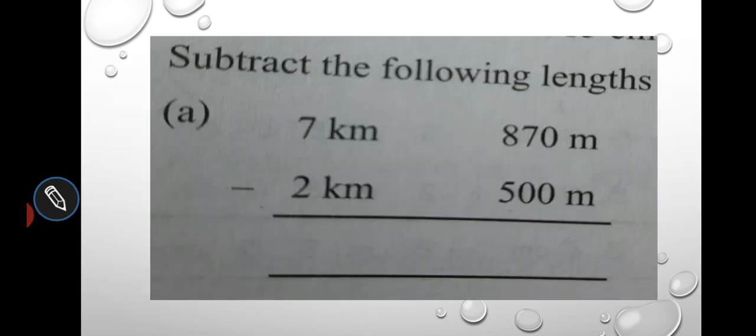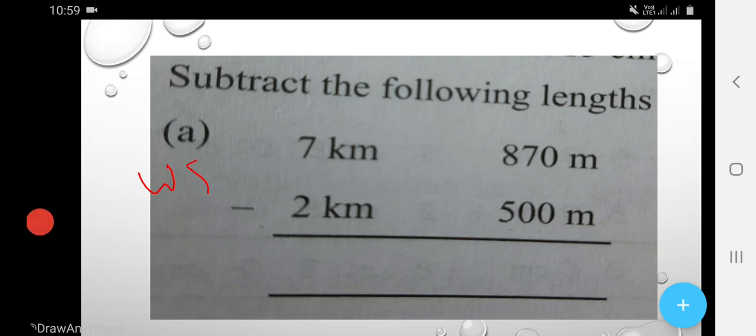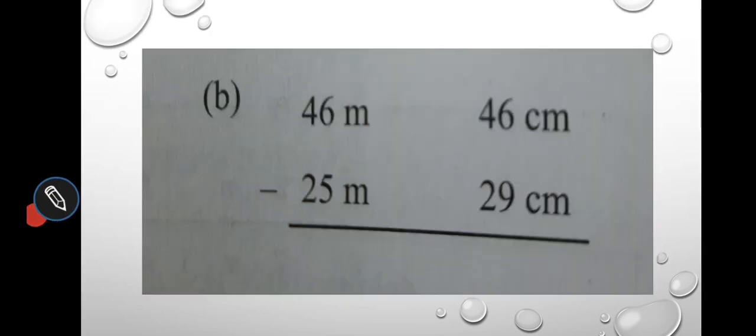You have to subtract these lengths in column method. Here I have arranged the units in columns. Now you have to perform this subtraction. You can easily do it. Now you have to write this in your copy and show me. Okay. Now come to the next. Again, you have to perform this in column method and tell me the answer.